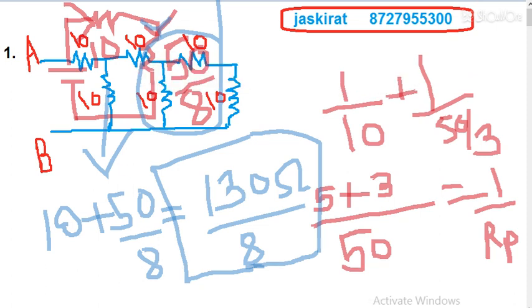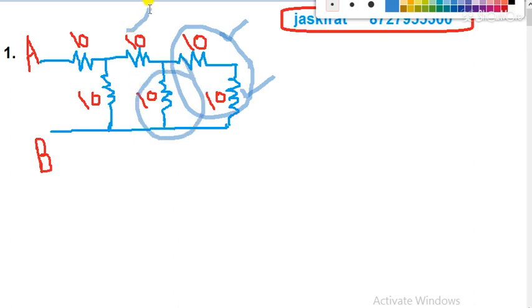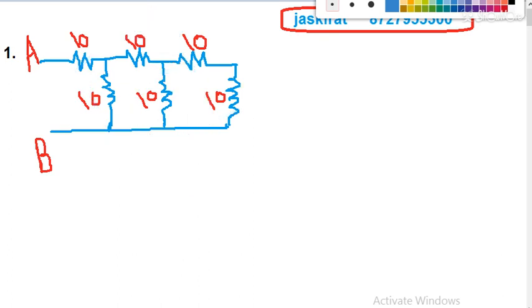I will give you a hint for the question again. Students, firstly, this 10 and this 10 will be in series. After combining them, you will get a resistance that will be in parallel with this 10, and after solving that, you will get a resistance here that will be in series with this one. After addition, again a parallel combination. So in this way you can solve. I have explained the detailed expression. Now I am moving to the second question.